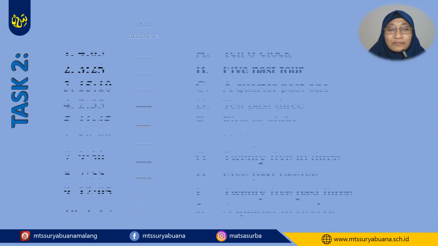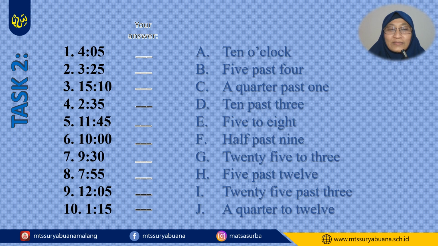Okay, task 2. Look at this. The left column here, you have the clock in the form of numbers. So this one is a digital clock, right? And on the right column here, you have the way to read the clock. What you have to do is matching. So match the digital clock with the way to read it.